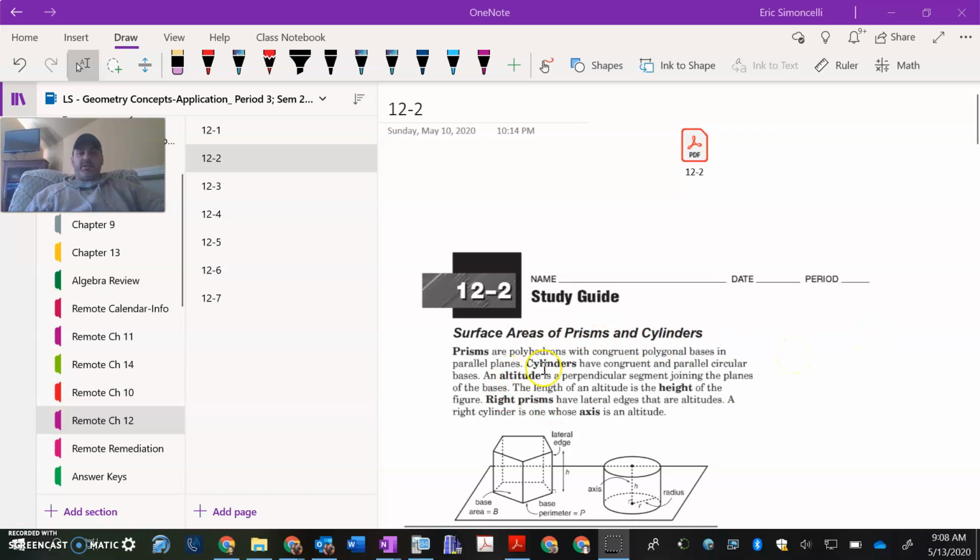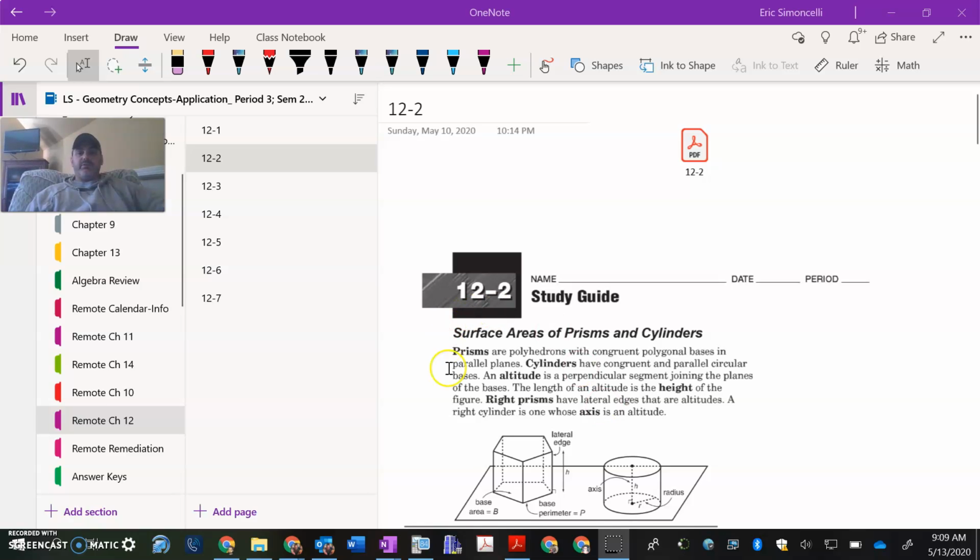Prisms are polyhedrons with congruent polygonal bases in parallel planes, which is what we actually saw in section 12.1. Cylinders have congruent and parallel circular bases. An altitude is a perpendicular segment joining the planes of the bases. The length of an altitude is the height of the figure. Right prisms have lateral edges that are altitudes, and a right cylinder is one whose axis is an altitude.